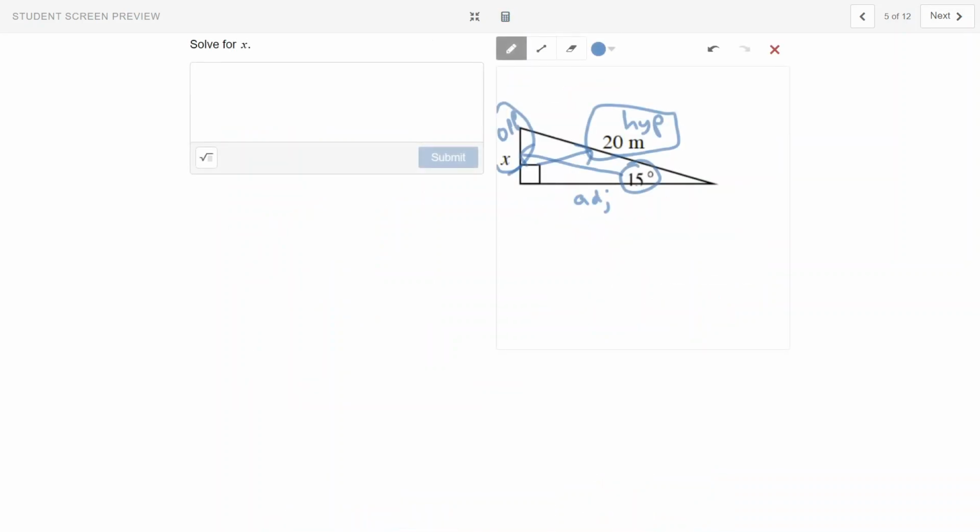So let's fill in our sine formula. We've got sine of 15 is equal to the opposite, which is x, over the hypotenuse, which is 20. Again, one way to do this is cross multiply. You can put a 1 on the bottom and multiply.